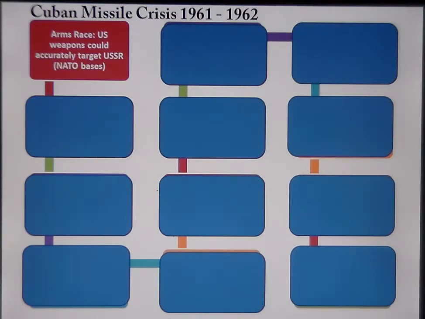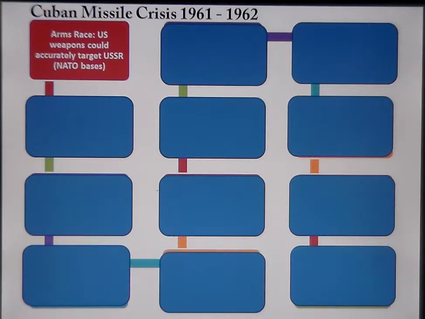Fundamentally, the US could accurately target the USSR, and this was because of American nuclear missiles placed in Western Europe. So West Germany, Britain, Turkey, Italy. So not only did the Americans have an advantage in terms of the number of weapons they had, but they could use them accurately. They could target specific cities in the USSR, like Moscow, for example.